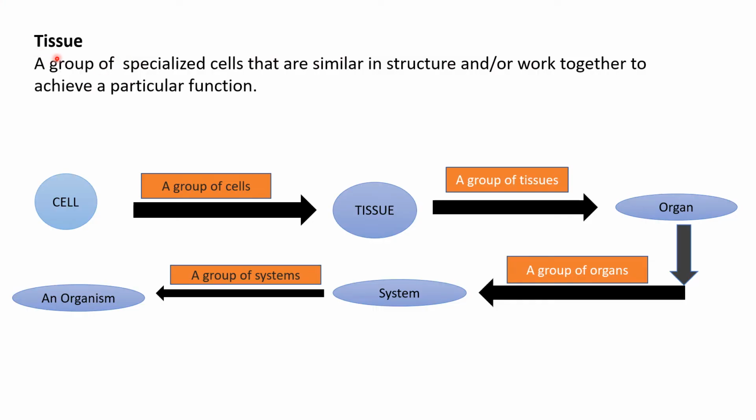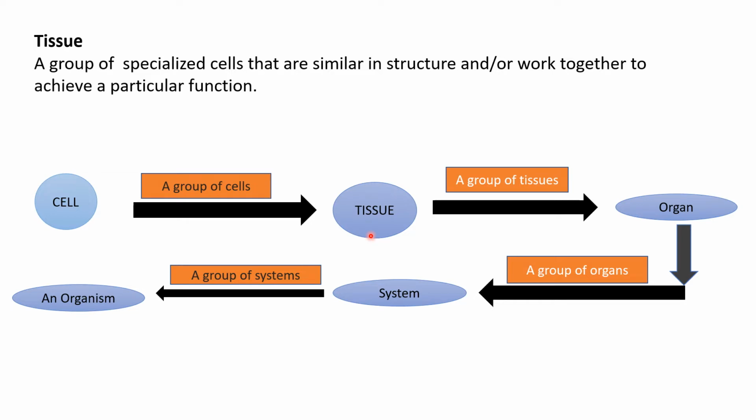Now we learn about the definition of tissue. As I told you, in case of multicellular organism, we can see the tissue. So see here, a group of specialized cells that are similar in structure and work together to achieve a particular function, that is a tissue. So in case of tissue, a group of cells is required.